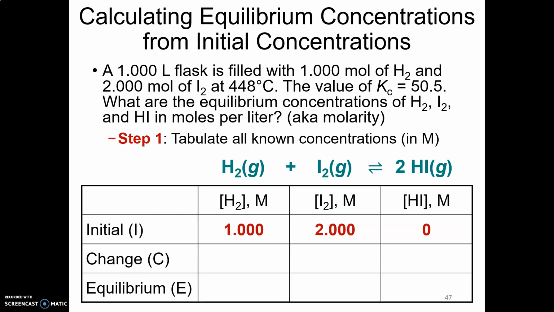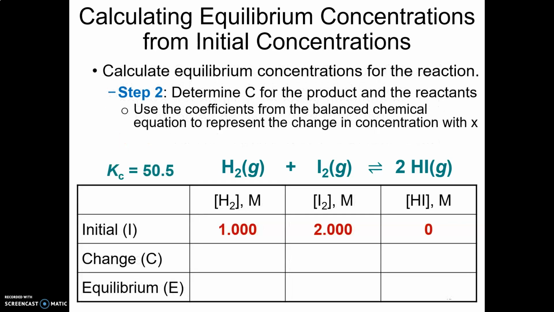Right? Now, there's nothing else to write here. There's nothing else we can put in our ICE table, so we just have to move on. But now we can determine C. How we're going to determine C is we're going to call our change x for everybody. But if you start with an amount of something, that's going to be a negative x. So for H2 and I2, those are going to be negative x's. For HI, that's going to be a positive x.